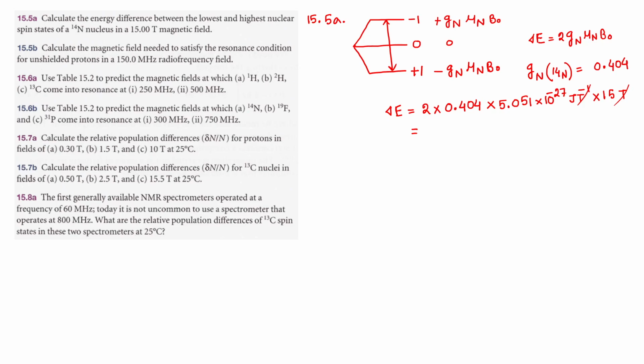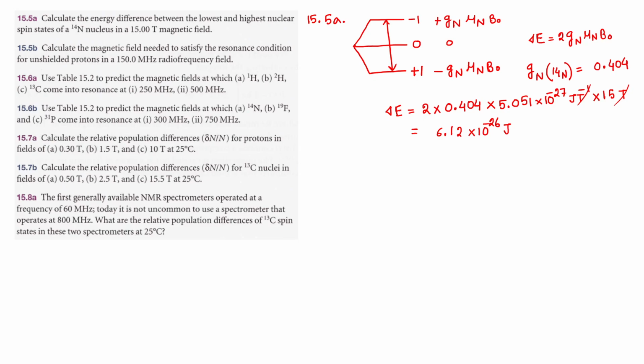So 2 into 0.404 into 5.051 into 10 to the power minus 27 into 15. So that is coming around 6.12 into 10 to the power minus 26 joules. That is the energy difference between the spin states.